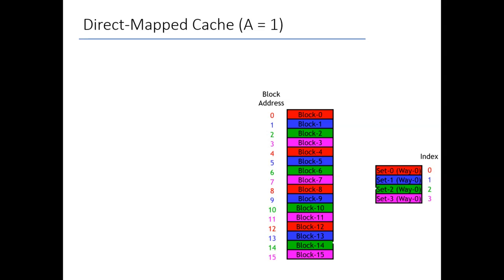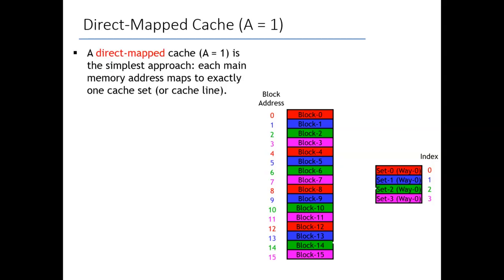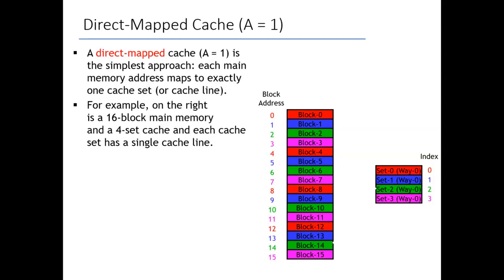How many sets are there in the cache in this example? 4. Four sets. How many ways are there per cache set? Is it only one? Very good, there is only one way. Now, can you see here? The direct map cache is the simplest approach. Each memory block maps to a single cache line. On the cache side, it consists of 4 cache sets, and each set has a single cache line or a single cache way. Okay, which memory blocks will be mapped to set 0? Anyone may help?